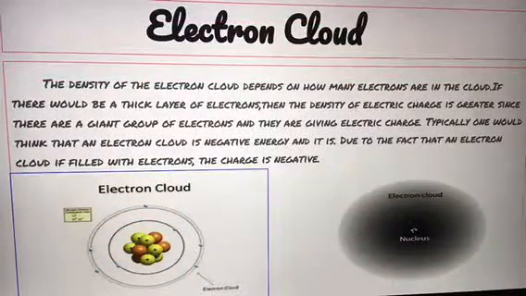Electron cloud. The density of the electron cloud depends on how many electrons are in the cloud. If there is a thick layer of electrons, then the density of electric charge is greater since there is a giant group of electrons giving electric charge. Typically, one would think that an electron cloud is negative energy, and it is. Due to the fact that an electron cloud is filled with electrons, the charge is negative.